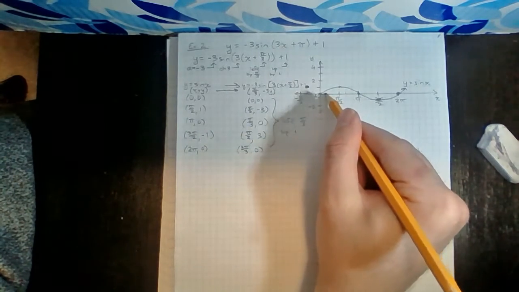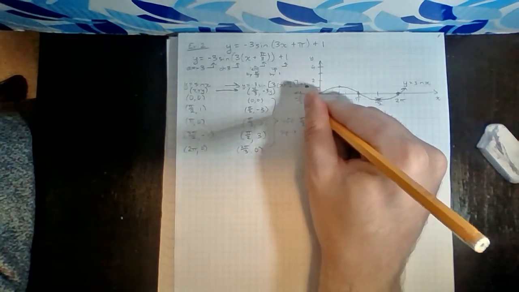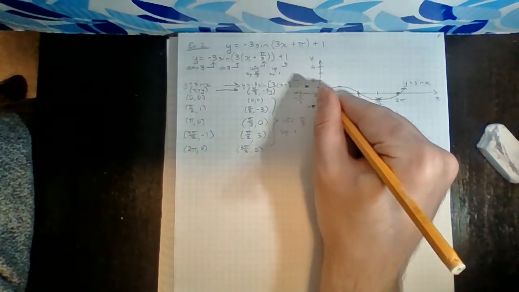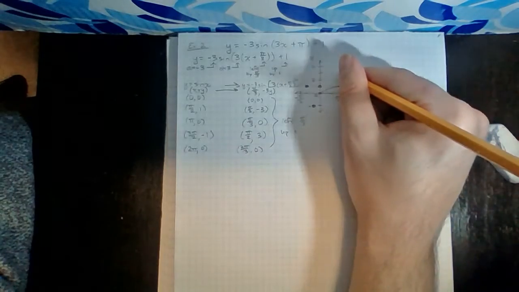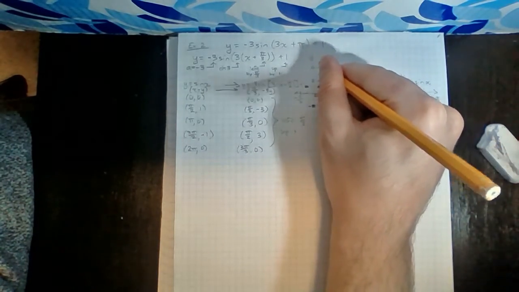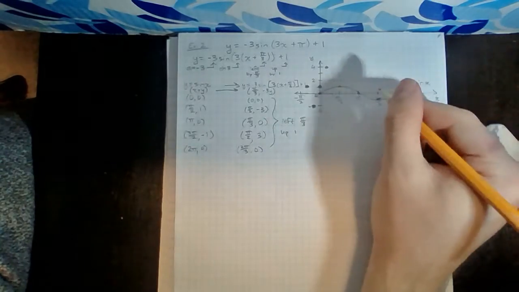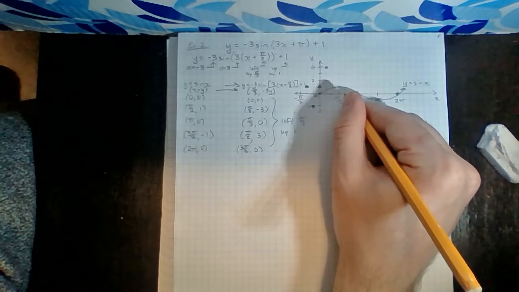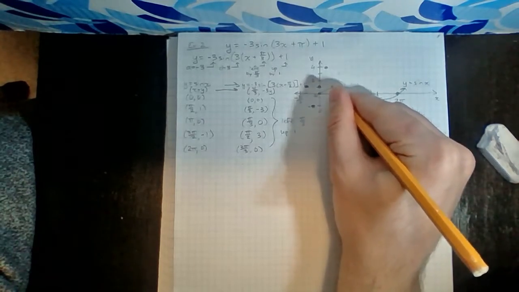Pi over 6, negative 3, we need to shift 2 units to the left and up by 1. Pi over 3, 0, we're going to go 2 units to the left and up by 1. Pi over 2, 3, 2 units to the left, up by 1. 2 pi over 3, 2 pi is 12 units across, so we're going to be 4 units. Shift left by 2, up by 1, we end up here.